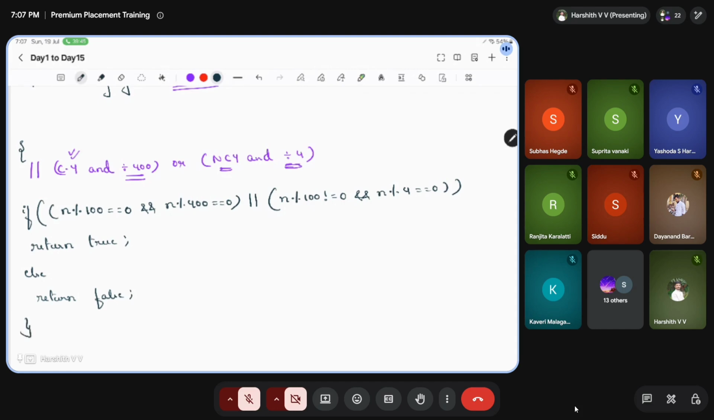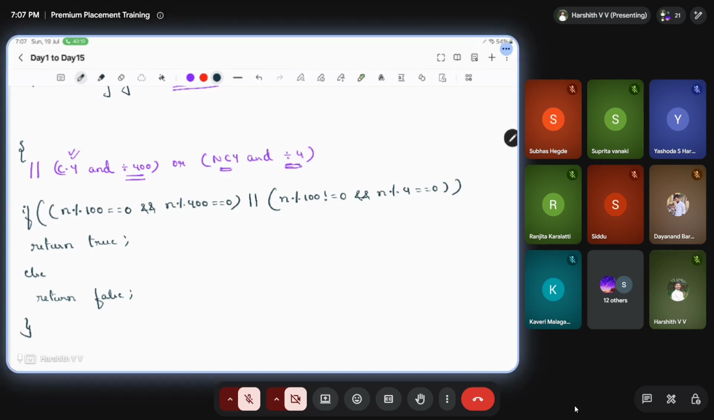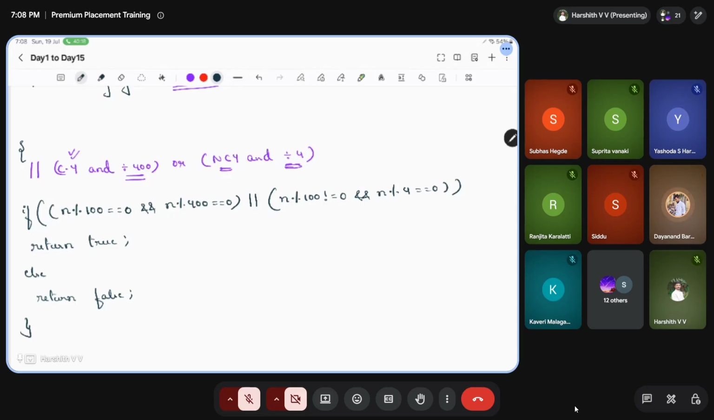Can we still optimize this code? Can we remove any one condition? Tell me. n modulus 100, sir.